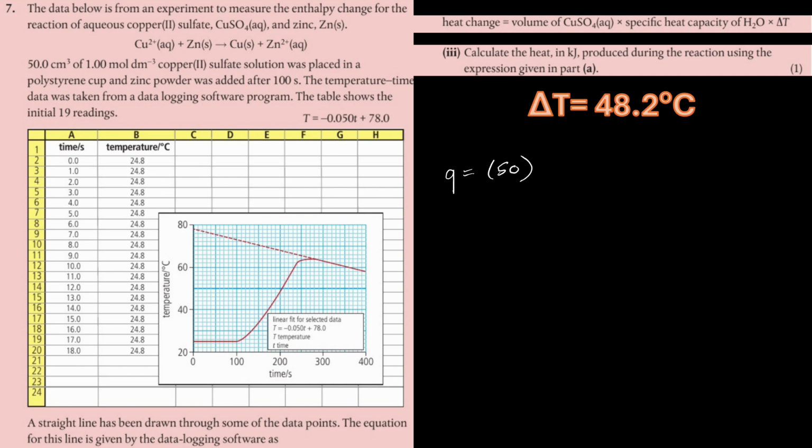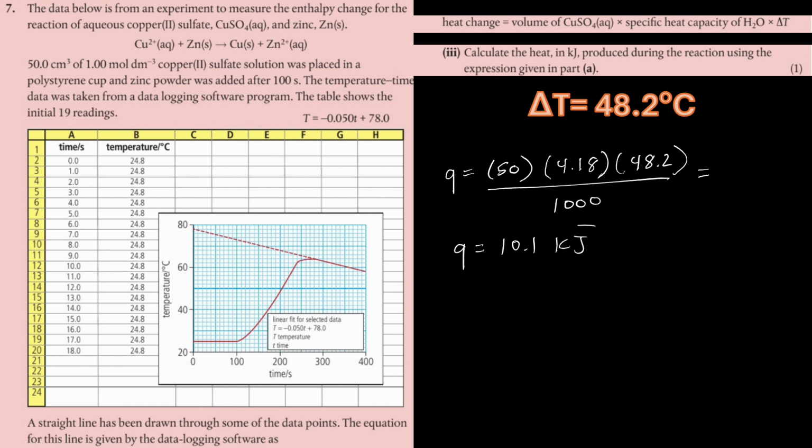So that would be our mass in Q equals mcΔT. Then we have our specific heat of water, which is 4.18. And then we have our temperature change of 48.2. Lastly, it does say that we need to go from joules to kilojoules, so we need to divide this number by 1,000. That is going to give us a Q of 10.1 kilojoules, which we are going to leave in 3 sig figs because all of our data given to us is in 3 sig figs.